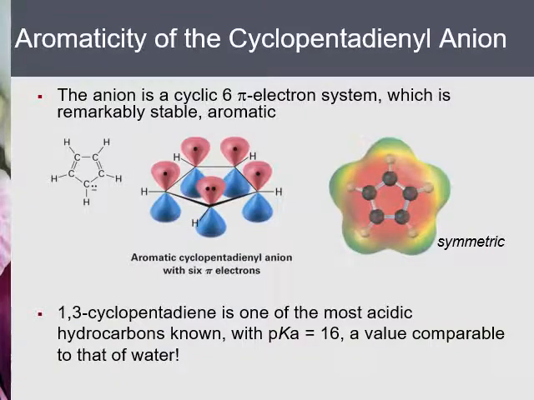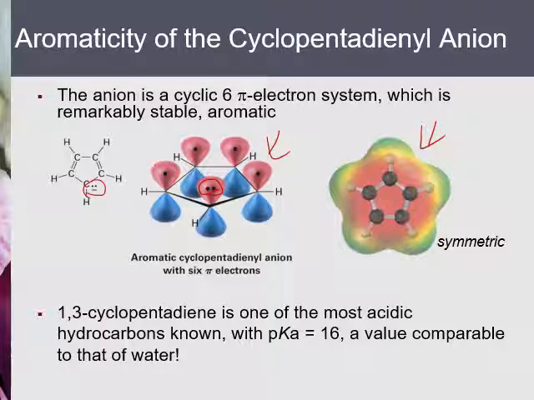When we draw the Lewis dot structure of cyclopentadienyl anion, we usually put 2 electrons on 1 carbon. In reality, the system is conjugated. The 2 electrons can move to other carbons. In effect, the molecule is symmetric. All the carbons are the same. All carbon-carbon bonds are the same.